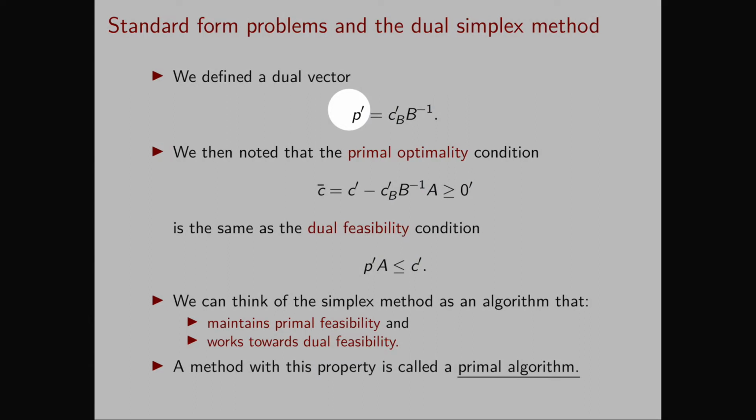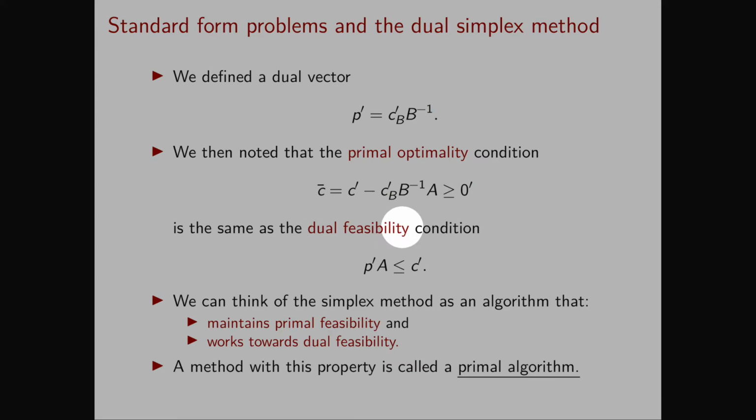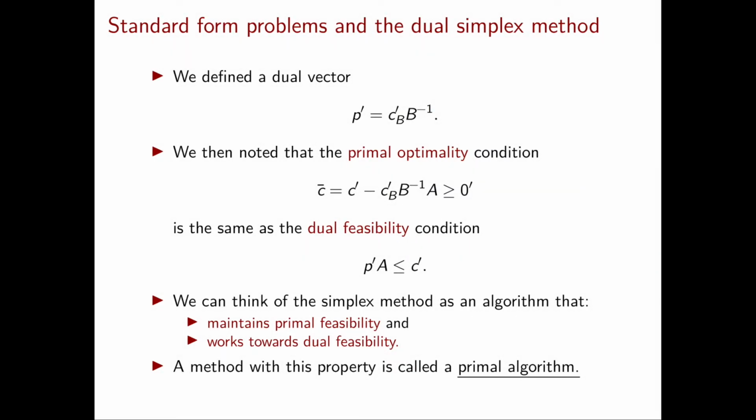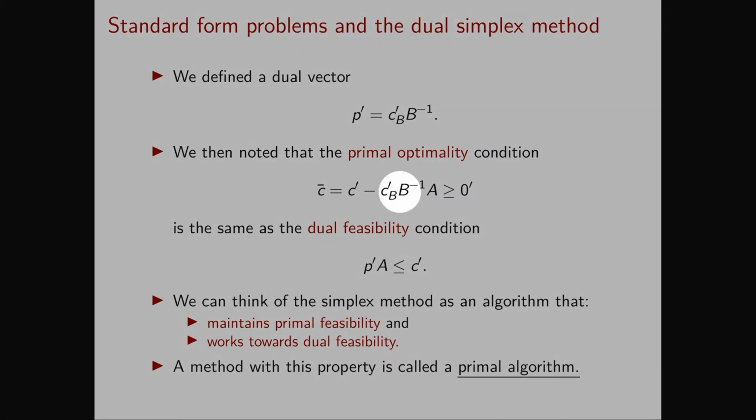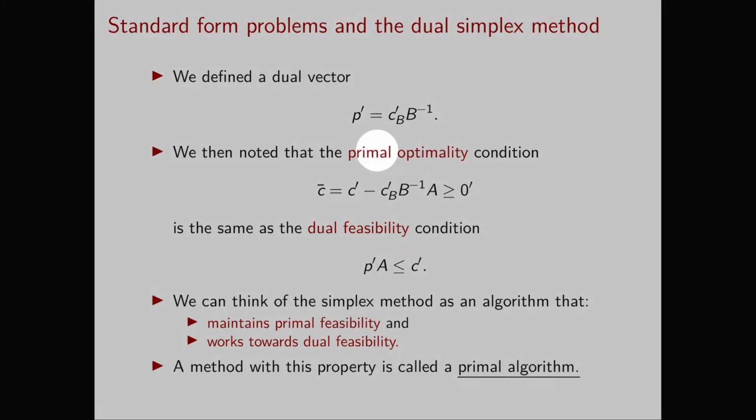We defined a dual vector p transposed defined as c_B transpose B inverse. And we noted that the primal optimality conditions coincide with the dual feasibility conditions. To see this, we only needed to substitute c_B B inverse in the definition of reduced costs with our vector p.